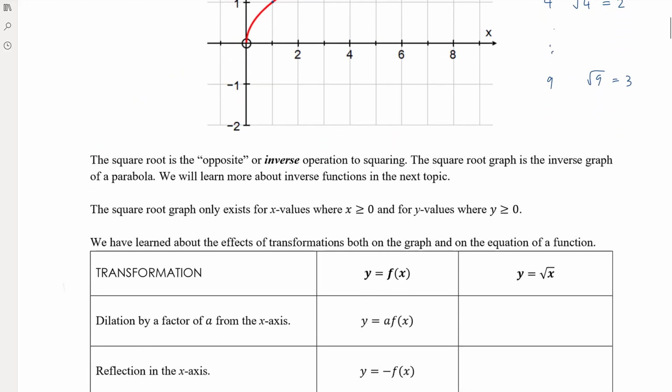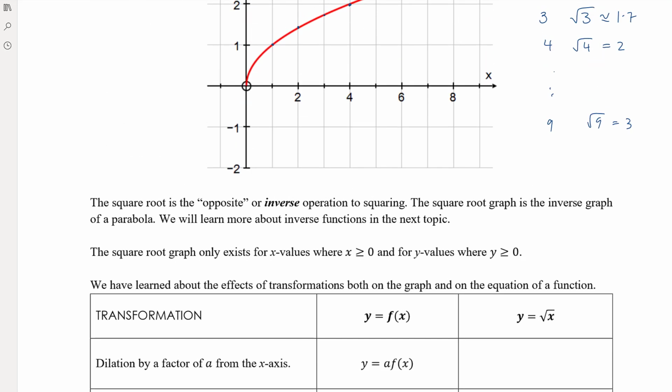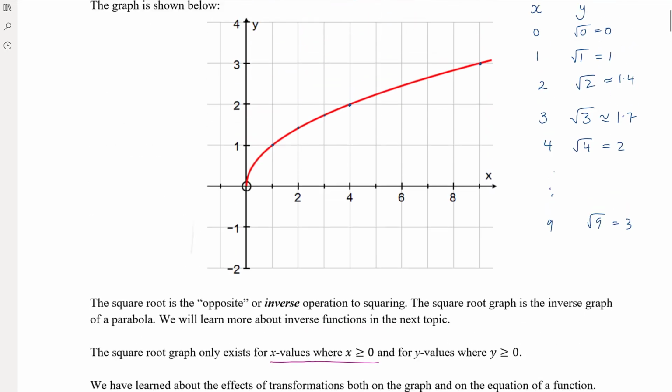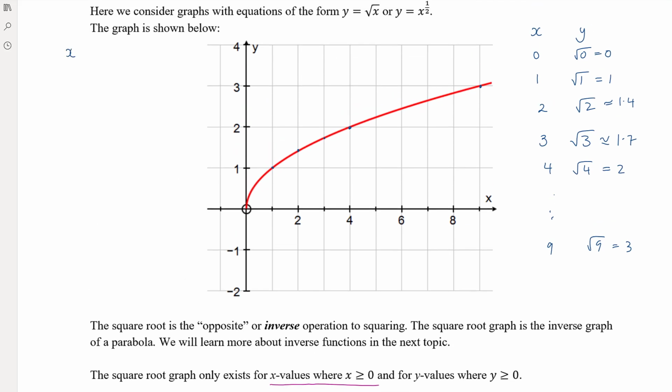Okay, one thing to note, the square root graph only exists for x values where x is bigger than 0. Let me go back here for a second, sorry. If x were to equal -1, y is the square root of -1, which is undefined in the real number system. When x is -2, y is the square root of -2, which is undefined. So we can't square root a negative value, and so the graph of the square root of x doesn't exist at all to the left of the y-axis. Okay, so that's really important.